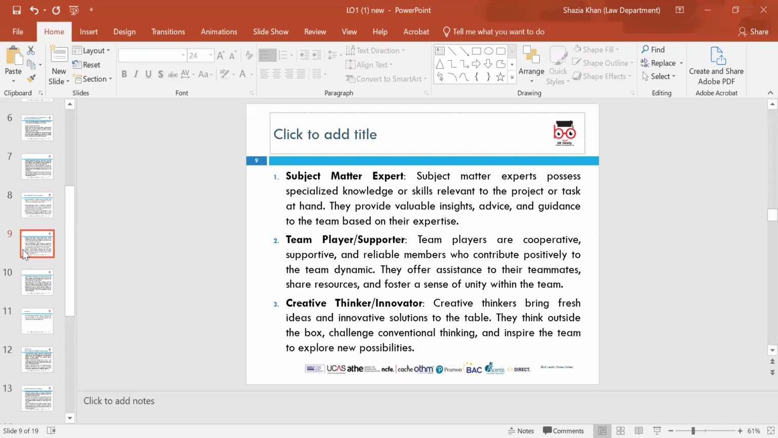Team player and supporter. So team players are cooperative, supportive and reliable members who contribute positively to the dynamic of the team. They also offer their assistance to their teammates, share resources and foster a sense of unity, a team that sticks together. Creative thinker and innovator. Creative thinkers bring fresh ideas and innovative solutions to the table. They think outside the box. They inspire the team, they bring in new ideas, new possibilities, and it works well in regards to that. I like creative people because I think I'm able to work better with someone who's quite creative, who thinks outside the box and brings in new ideas.